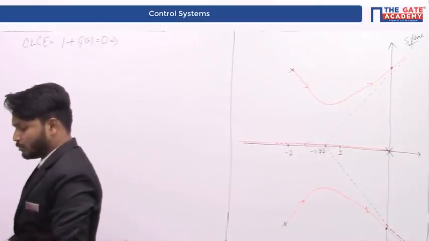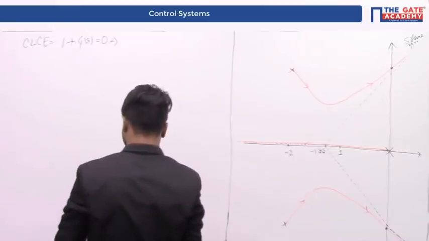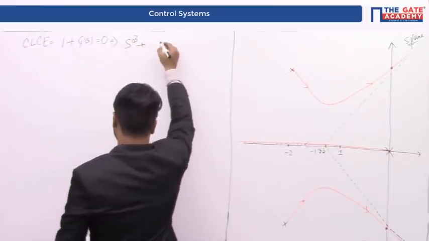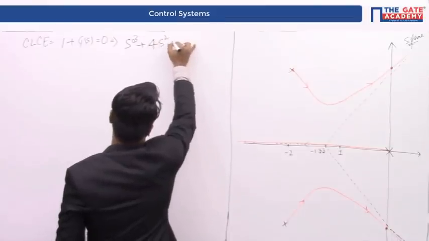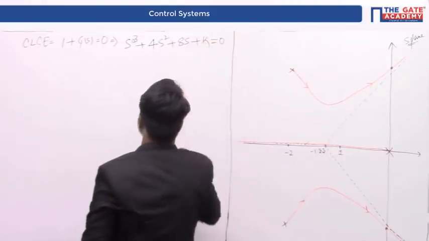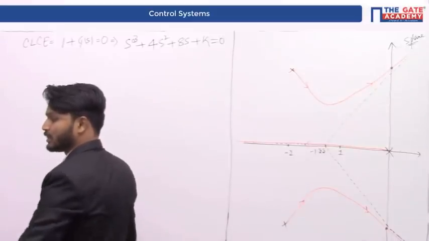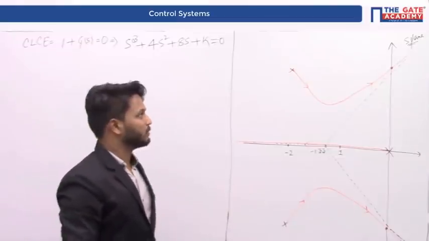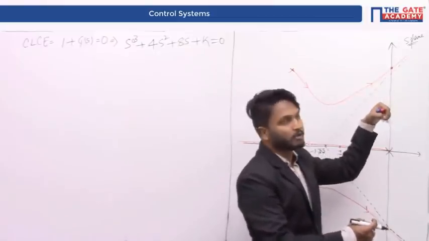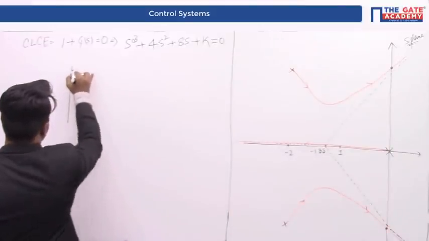G of s is given to be K upon s into s square plus 4s plus 8. Therefore, 1 plus G of s is going to be s cube plus 4s square plus 8s plus K is equal to 0. This is the closed loop characteristic equation. Just place this equation in the Routh array and obtain the condition for marginal stability. If the roots are on the j omega axis, then the system is marginally stable. Therefore, put this characteristic equation in the Routh array.